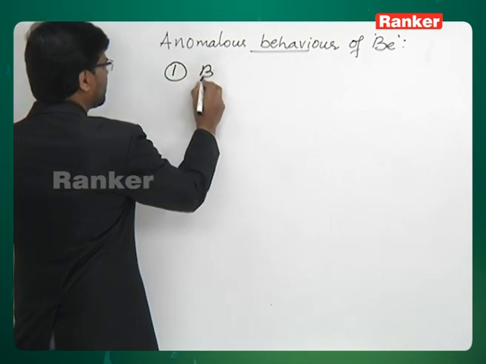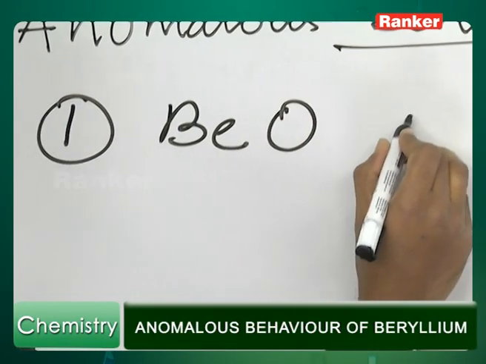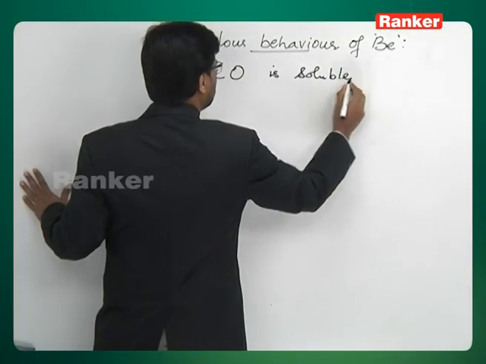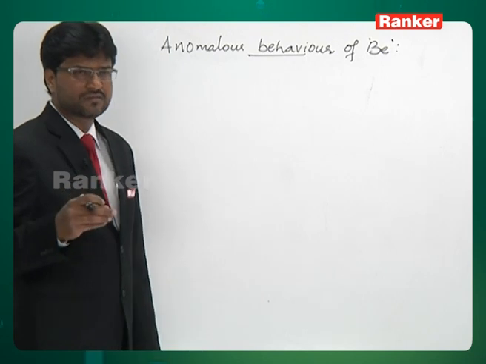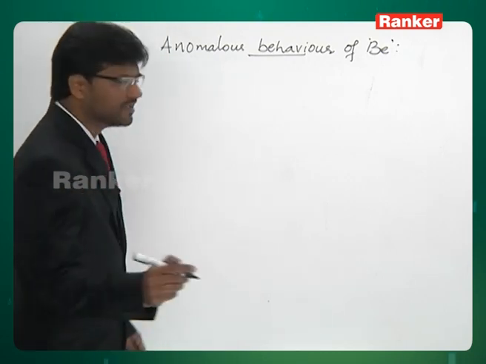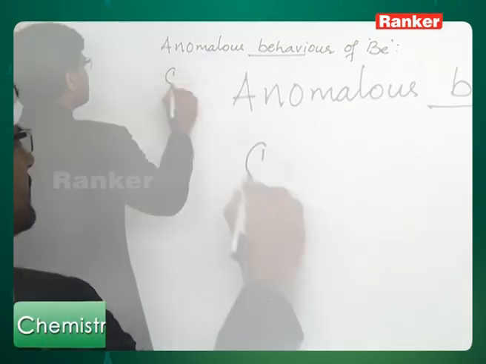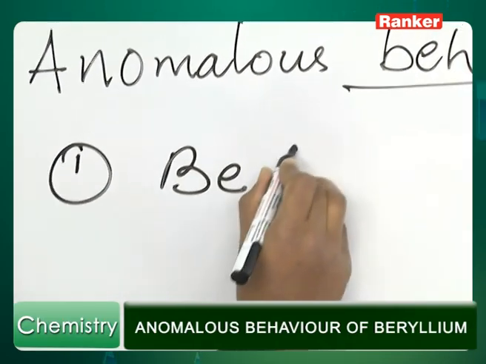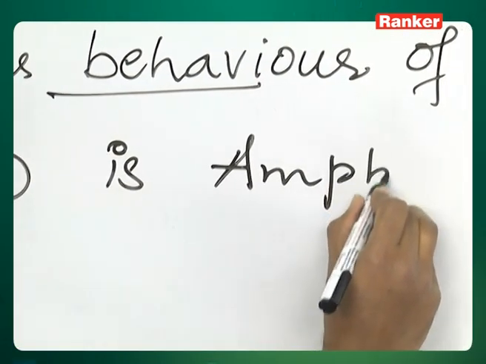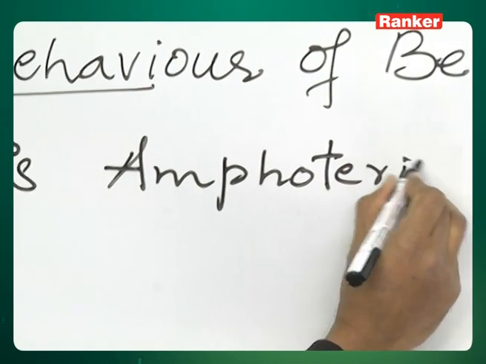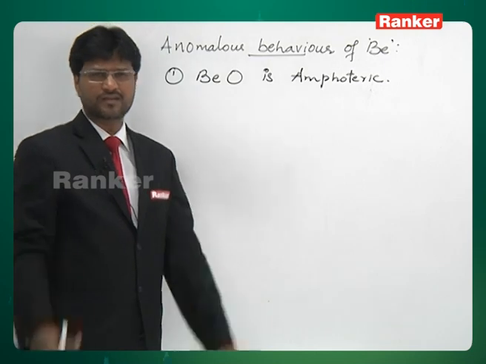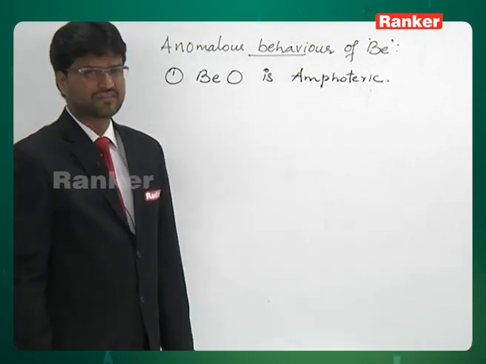Number one is regarding beryllium oxide. Beryllium oxide is amphoteric. All other alkaline earth metal oxides are basic.